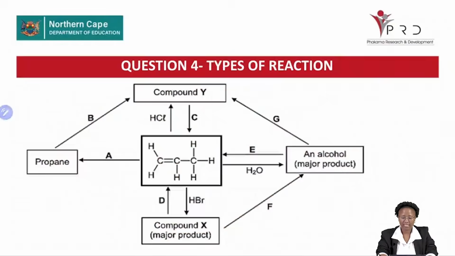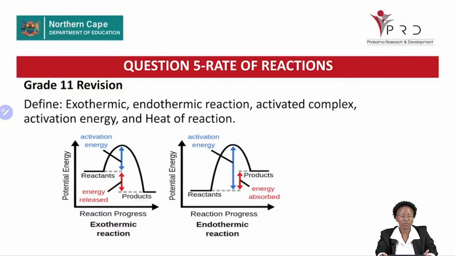All right, guys, this is question 5. Normally in previous question papers, it is the topic rate of reaction. What is it that you need to do when you are practicing this chapter? Do not forget to revise your grade 11 work, where you are looking at the differences between exothermic and endothermic reactions. We know that an exothermic reaction is the reaction where energy is released into the surroundings, while the endothermic reaction is when energy has been absorbed from the surroundings.